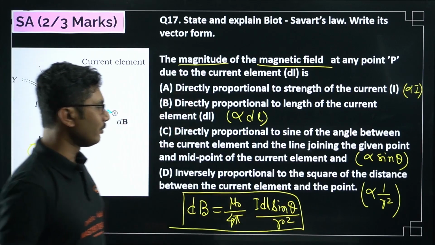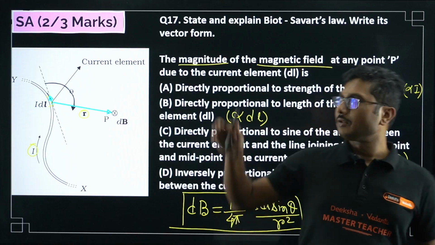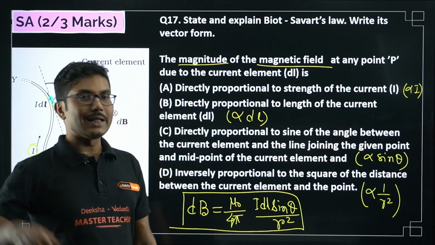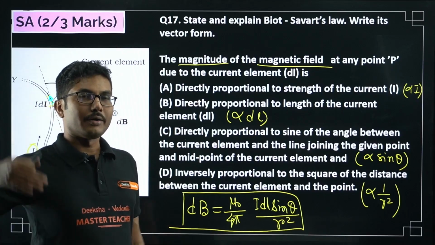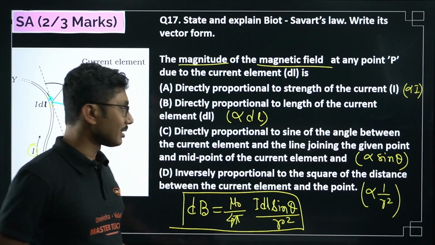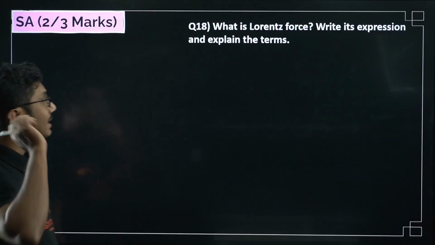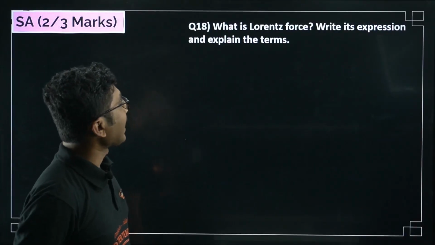This is the mathematical form of Biot-Savart's law. Sometimes they might ask you for the mathematical form. But the law itself is a 3-marker question, so generally this is not asked unless they only ask you what is the mathematical form of Biot-Savart's law and to explain the terms. Then you have to write it down and explain the terms. What is the Lorentz force? Write the expression and explain the terms.